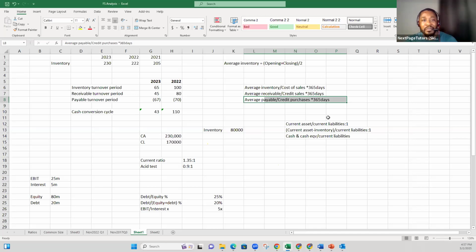So, Precious, go ahead. Thank you. Please, I just wanted you to sort of explain this inventory, receivable and payables turnover period. So the way I want you to explain it is the way you explained asset turnover.